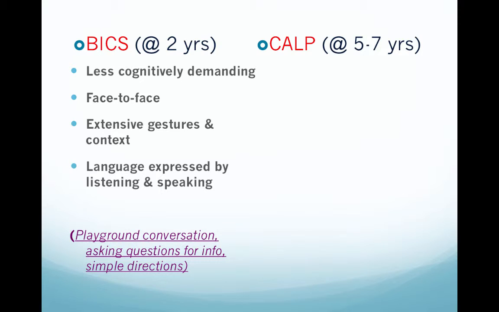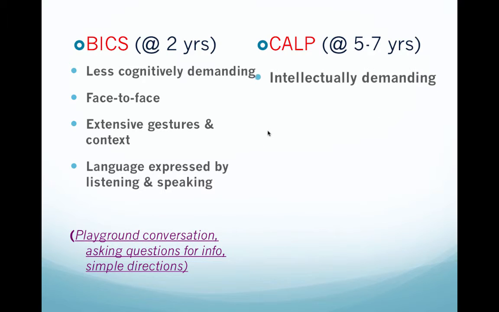For example, the student in the classroom that says, can I go to the bathroom? Or is it time for lunch? And these are easy things for students to be able to negotiate because it's easier language. It's BICS. On the other hand, we have CALP.